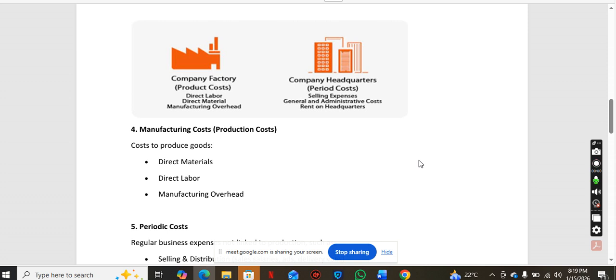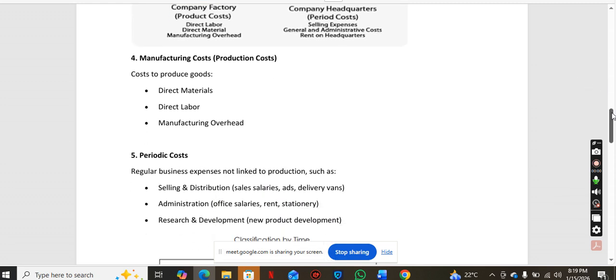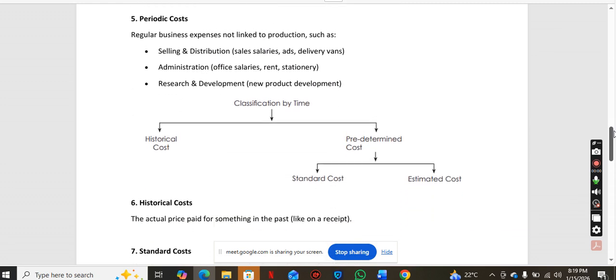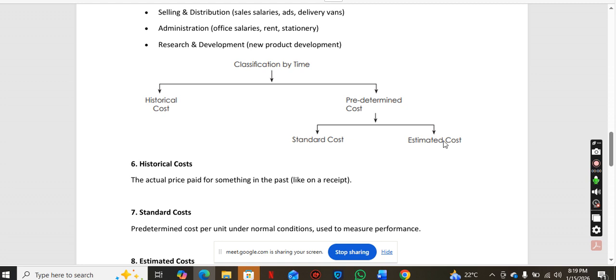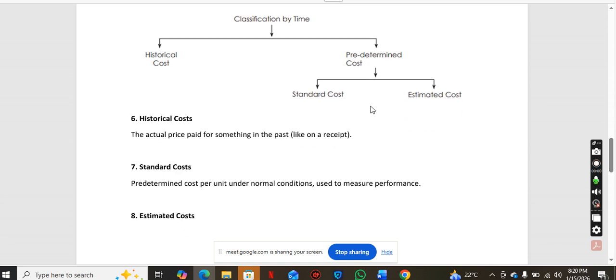I'm going to go to the next type of costs. Classification by time. A historical cost is a cost which you incurred in the past. You paid for it and you incurred it in the past. Then you've got predetermined costs. You've got standard and estimated costs.